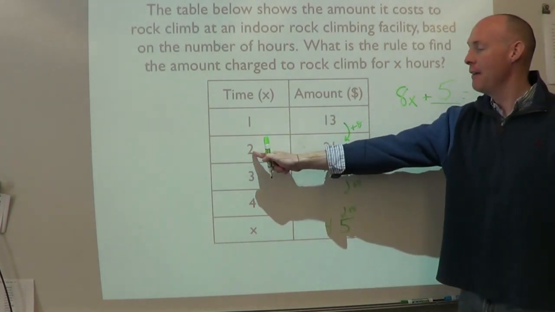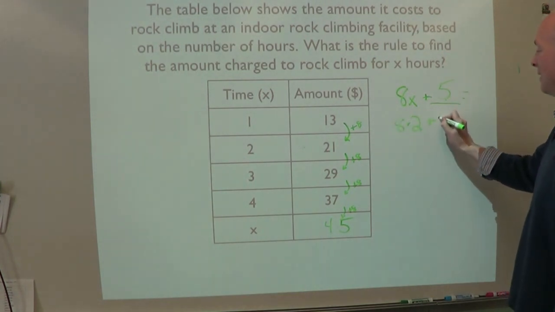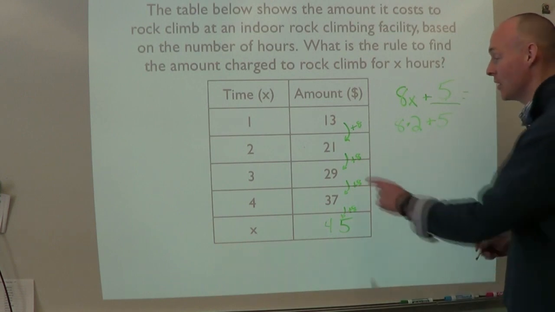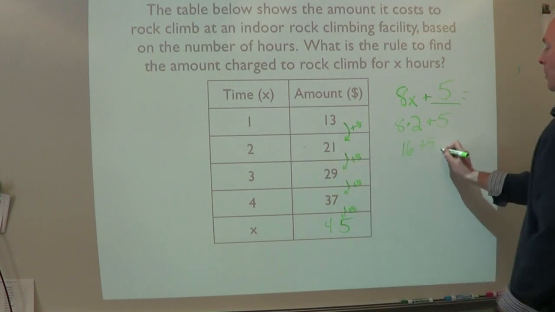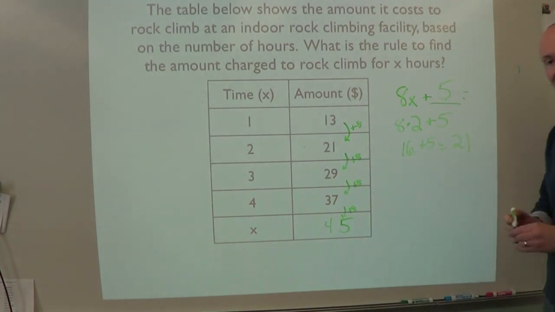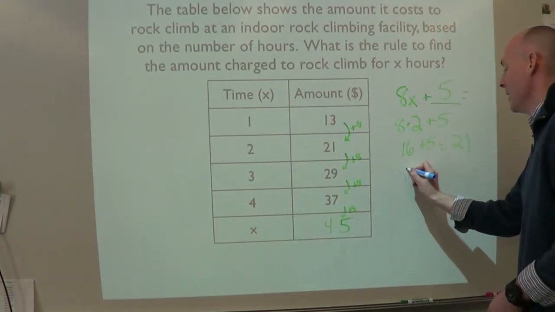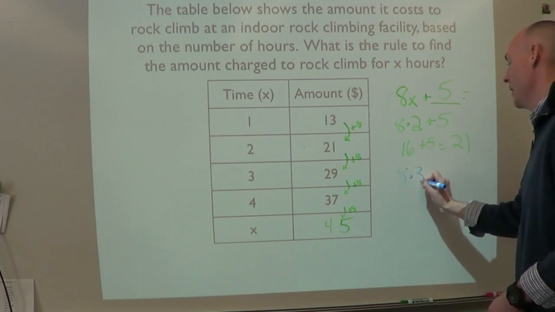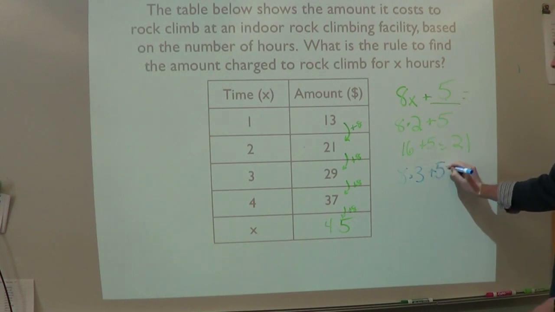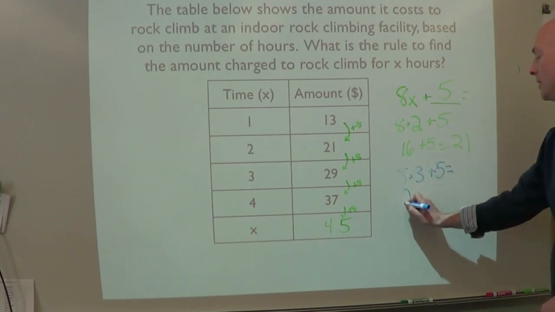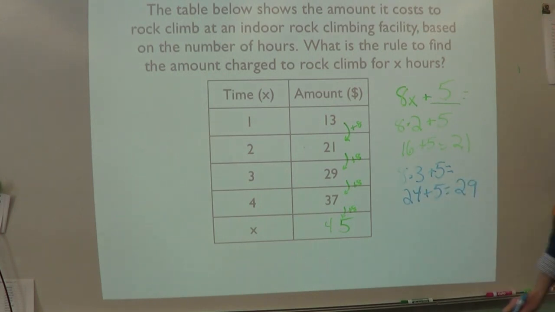Let's see. If x is 2, so it would be 8 times 2 plus 5. We're hoping that that is going to give us 21. 8 times 2 is 16 plus 5 equals 21. It does. Would you look at that? Let's try this one. 8 times 3 plus 5 equals, 8 times 3 is 24 plus 5, 29. Excellent.